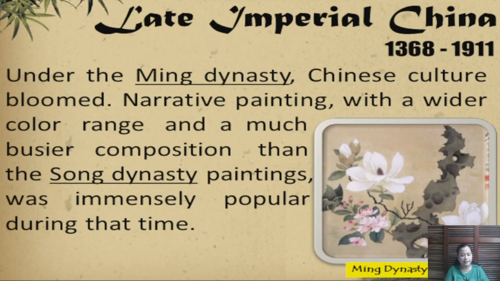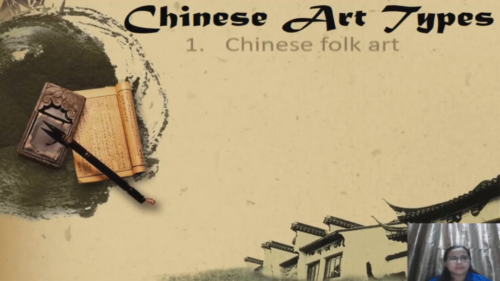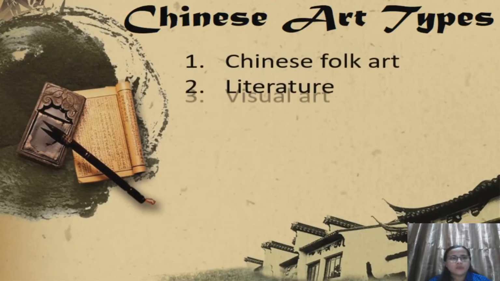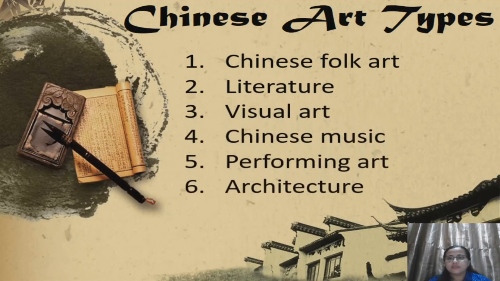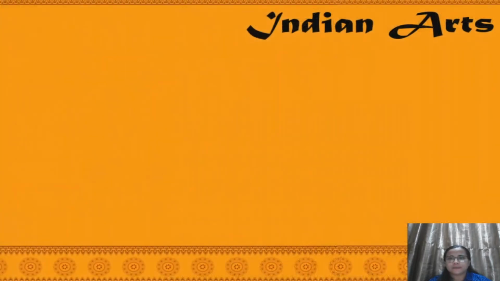Under the Ming Dynasty, Chinese culture boomed. Narrative painting, with a wider color range and much busier composition than Song Dynasty painting, was immensely popular during that time. Chinese art types: Chinese folk arts, literature, visual arts, Chinese music, performing arts, and architecture.